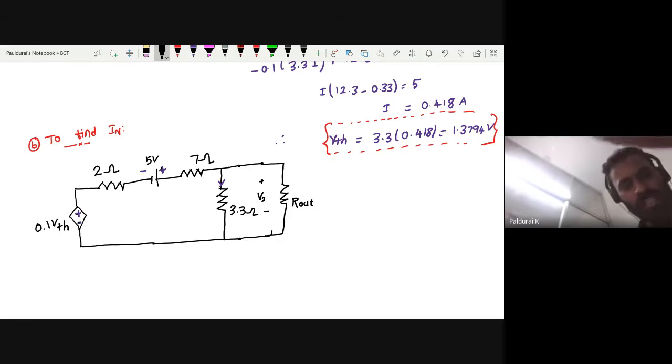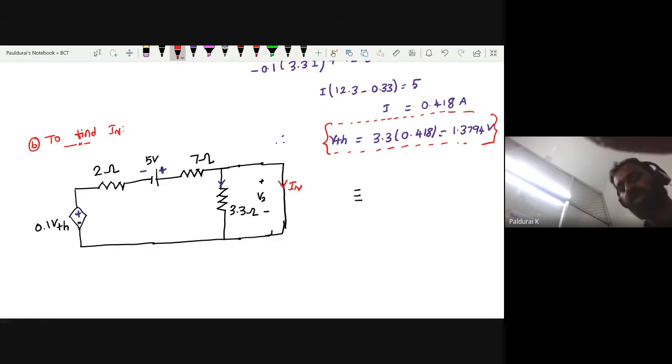Now, what is the procedure to calculate IN? Can you draw the equivalent circuit by yourself, or do I need to explain? Okay, I will explain. What is the procedure to calculate Norton current? You want to short the load and find the current through it.